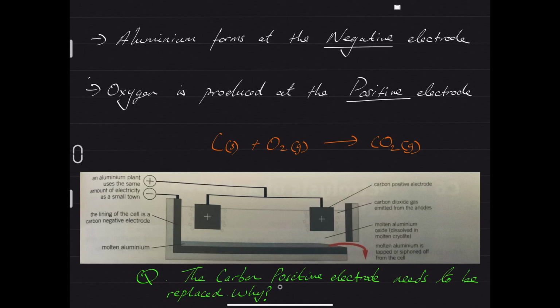What I want you to do is, once you've taken down this diagram in your notes, I want you to answer this question in green back on Teams. The carbon positive electrode needs to be replaced. Why? So take a look at that diagram, look at your notes, and I want you to tell me, why do we need to replace the carbon positive electrodes in this cell here?